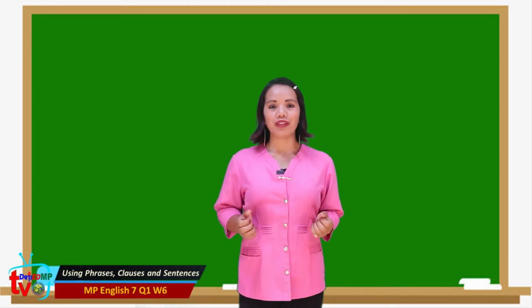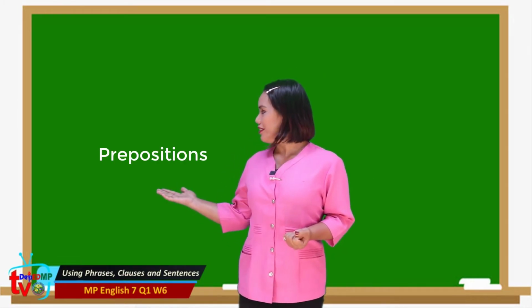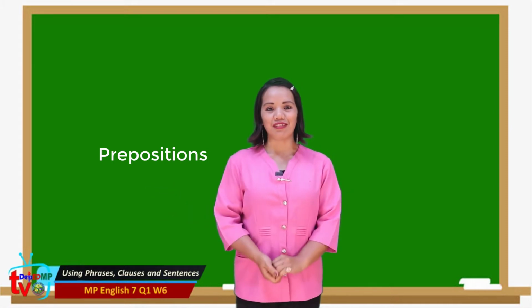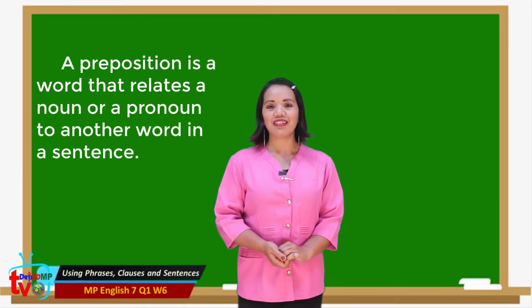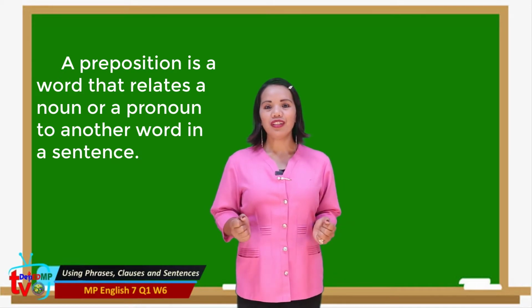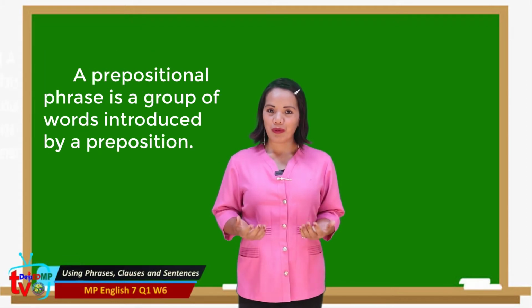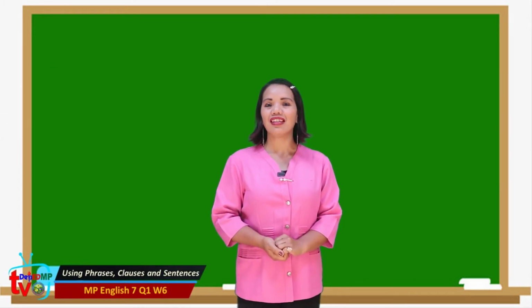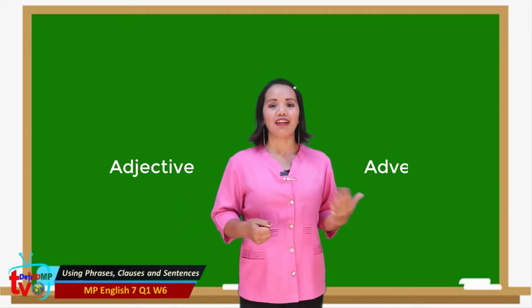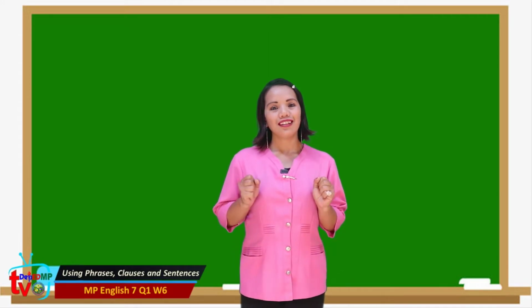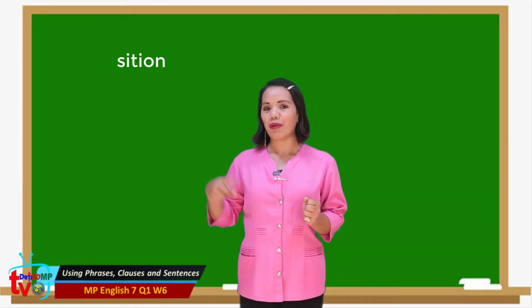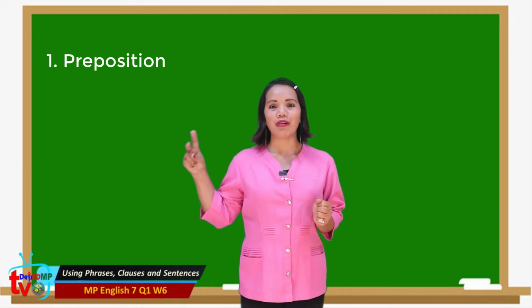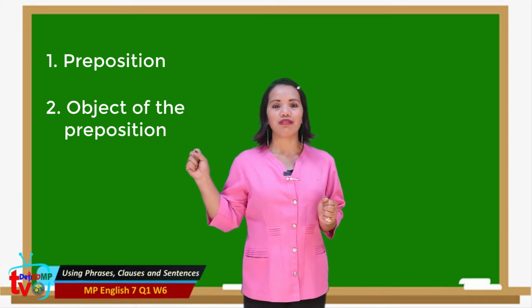Let us recall what you have learned about prepositions during your past grade levels. A preposition is a word that relates a noun or a pronoun to another word in a sentence, while a prepositional phrase is a group of words introduced by a preposition and functions in the sentence as an adjective and an adverb. It has at least 2 parts, the preposition and a noun or a pronoun that is the object of the preposition.